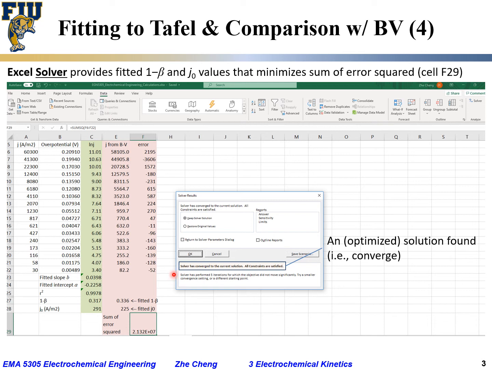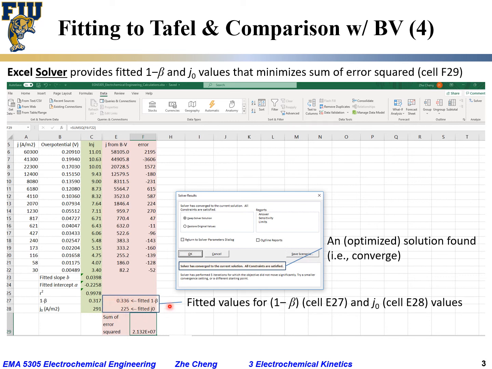If it does the job, if it's successful, we will come up with this dialog box. And here it says solver has converged to the current solution, which means the Excel solver found an optimized solution that converged, and all the constraints, all the conditions, are satisfied. For example, we said the 1 minus beta has to be smaller than 1. So these are the numbers that we got: 0.336 for 1 minus beta, and then 225 amps per meter square for the fitted J0 value.